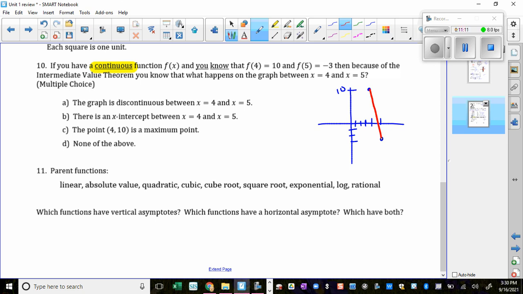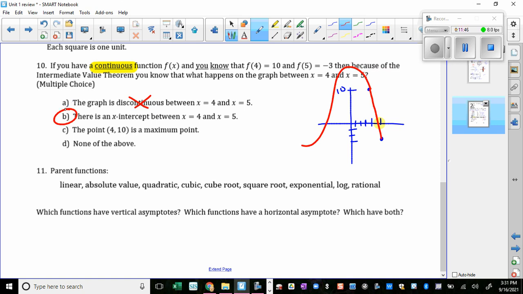So the graph is discontinuous? Well, no, it says that the graph is continuous because the whole thing is continuous. There is an x-intercept between 4 and 5. That seems pretty likely because look right there, I had to go through the x-axis. All right, the point (4, 10) is a maximum point. I mean, it might be, but you don't know for sure. It could be that this function just came up like this and whatever. That doesn't have to be a maximum point. And none of the above is nope. We're going to go with letter B.